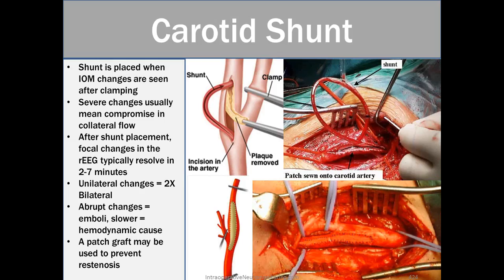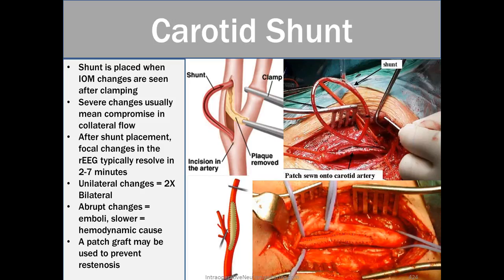A carotid shunt. A shunt is placed when the IOM changes are seen after clamping. Severe changes usually mean compromise of collateral blood flow. After the shunt placement, focal changes in the raw EEG typically resolve in 2 to 7 minutes. I've seen it happen a lot quicker than that, but right around that territory mark, you don't freak out, but that's when you should see it resolve.